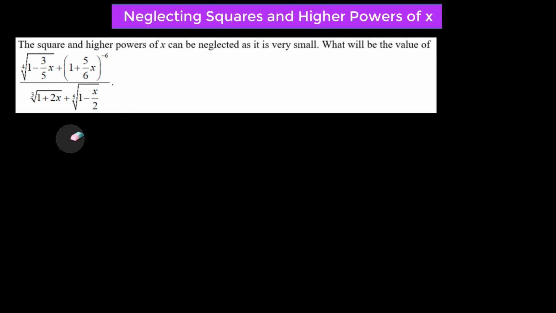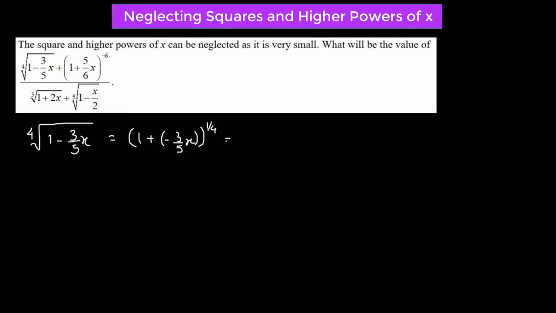In this particular question, we have to find the value of the given expression. And there's a condition stated here that we can neglect the square and the higher powers of x. So we begin by considering the first term in the numerator, which is the fourth root of 1 minus 3/5 of x. Now we're going to convert it into an exponent, and let me write it as 1 plus negative 3/5 of x whole raised to the power of 1/4.